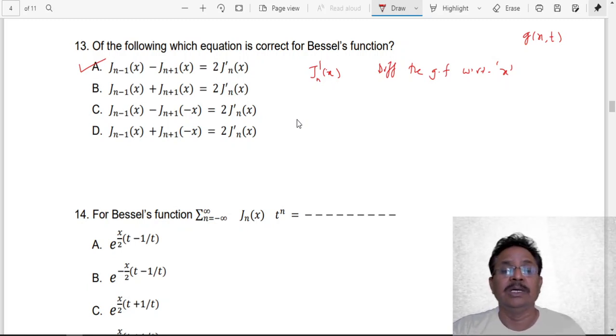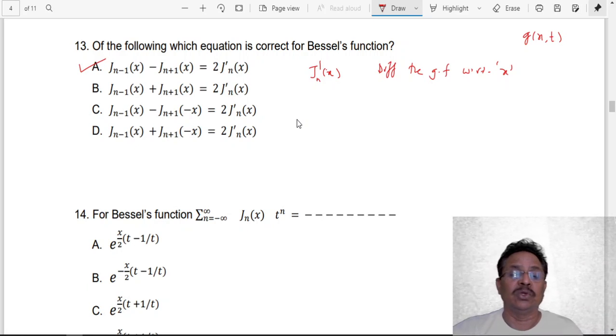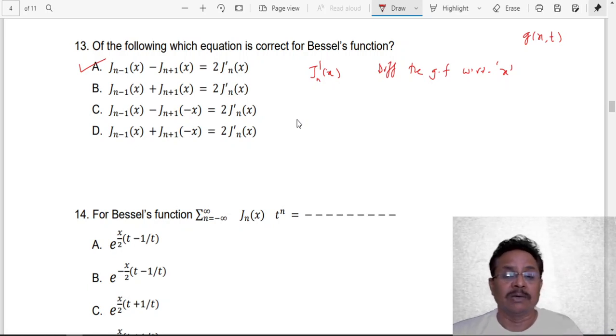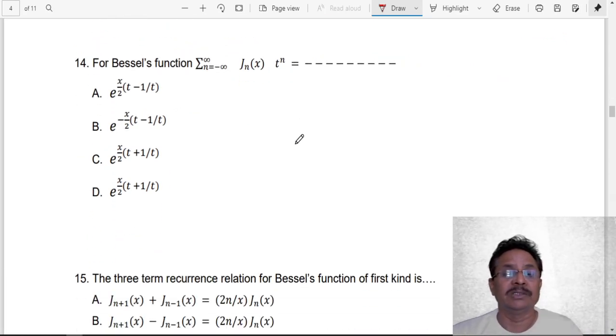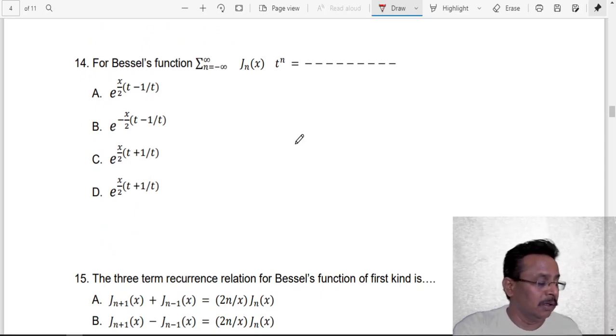So question number 30, correct option is E as shown by this. Next is question number 14. It is again a memory question. We have to identify the generating function for the Bessel function or Bessel polynomial.